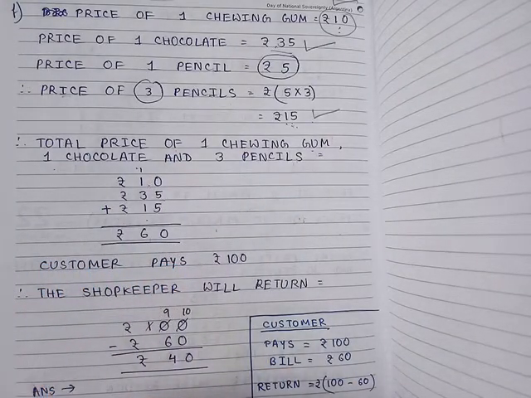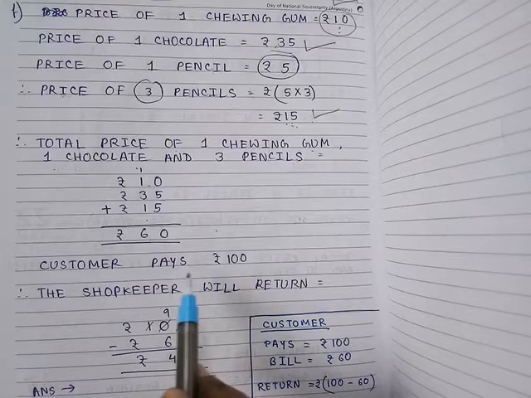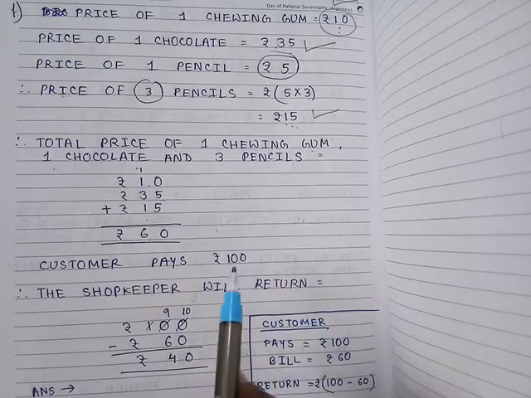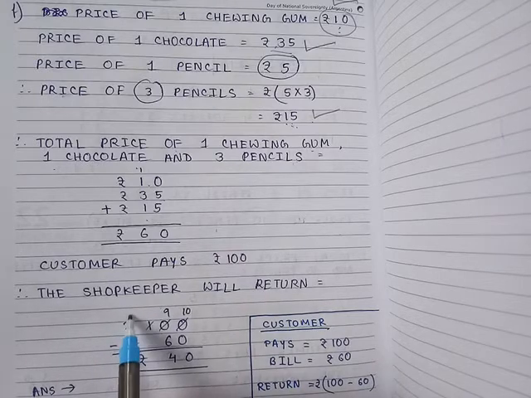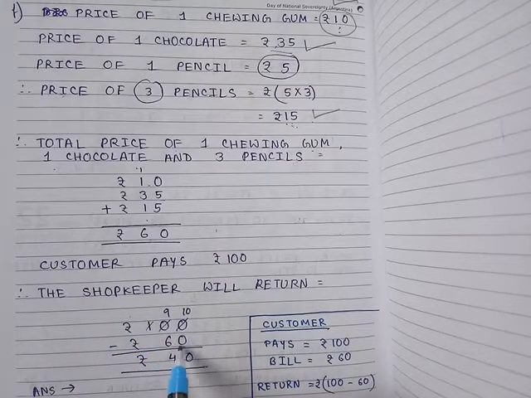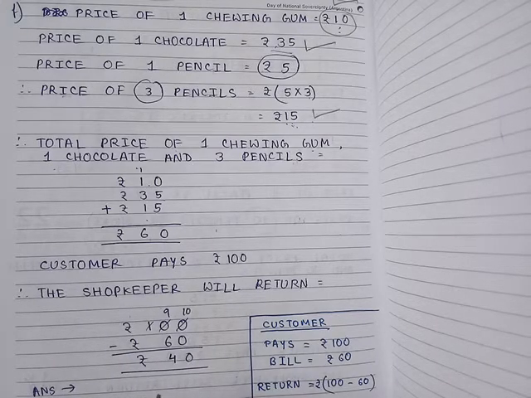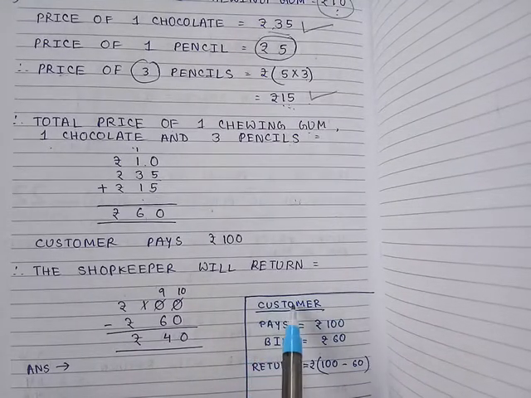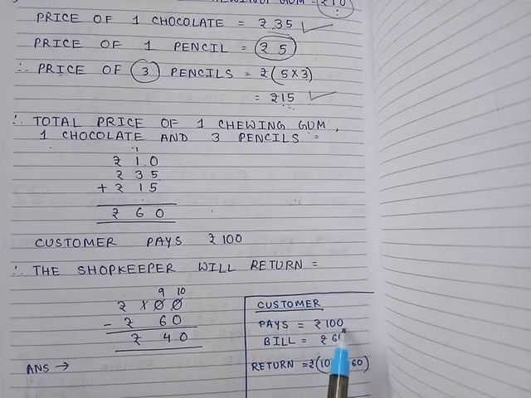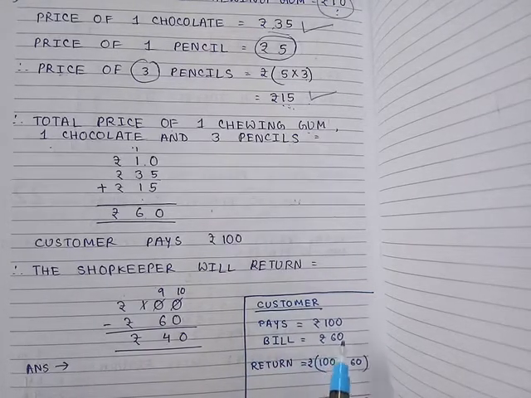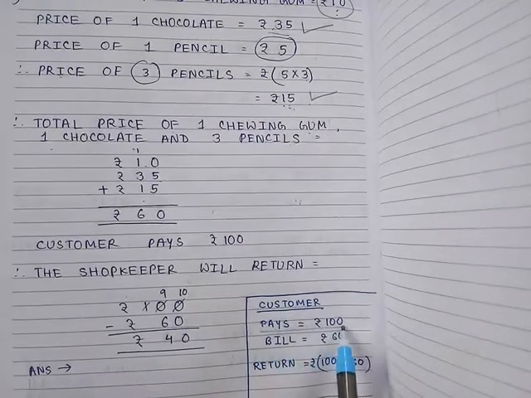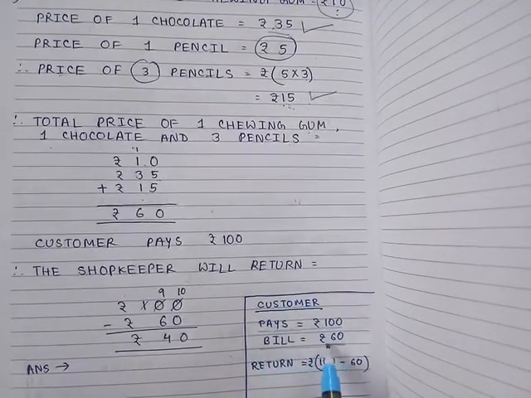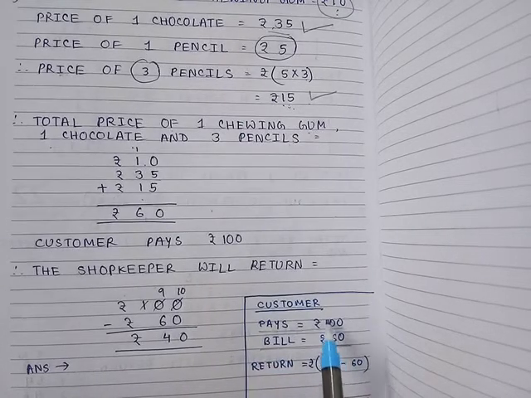Customer has to pay rupees 60 to the shopkeeper, but he is paying more money. He is paying rupees 100. That means he will get some money in return. That's why we are subtracting 60 from 100 to get how much money he will get in return. The customer is paying rupees 100 but his bill is rupees 60. 60 is less than 100.